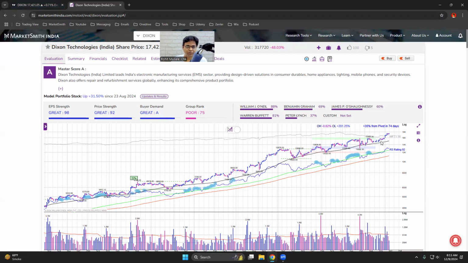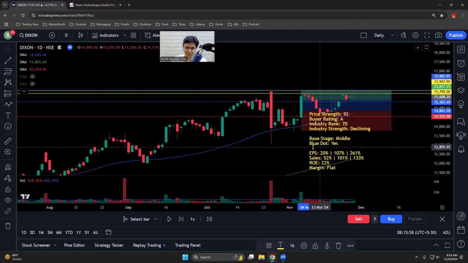I have made a video on this earlier, but since I already have Market Smith, I just click and see in general where I am buying the stock. Am I buying it early or am I buying it late? If it is neither early nor late, then I am in the middle. So that's why I have written here base stage is middle.